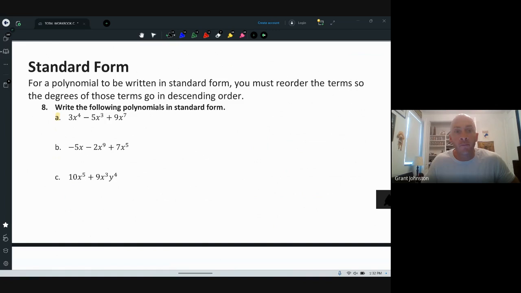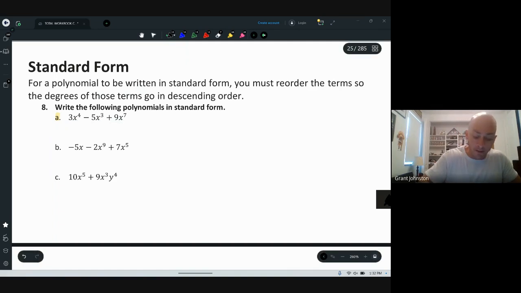Standard form. For a polynomial to be written in standard form, you must reorder the terms so the degrees of those terms go in descending order. So that basically means you need to rearrange the terms so that the exponents go from highest to lowest. So on A, I have 3x to the fourth, I have negative 5x to the third, and I have positive 9x to the seventh. Those are the three terms.